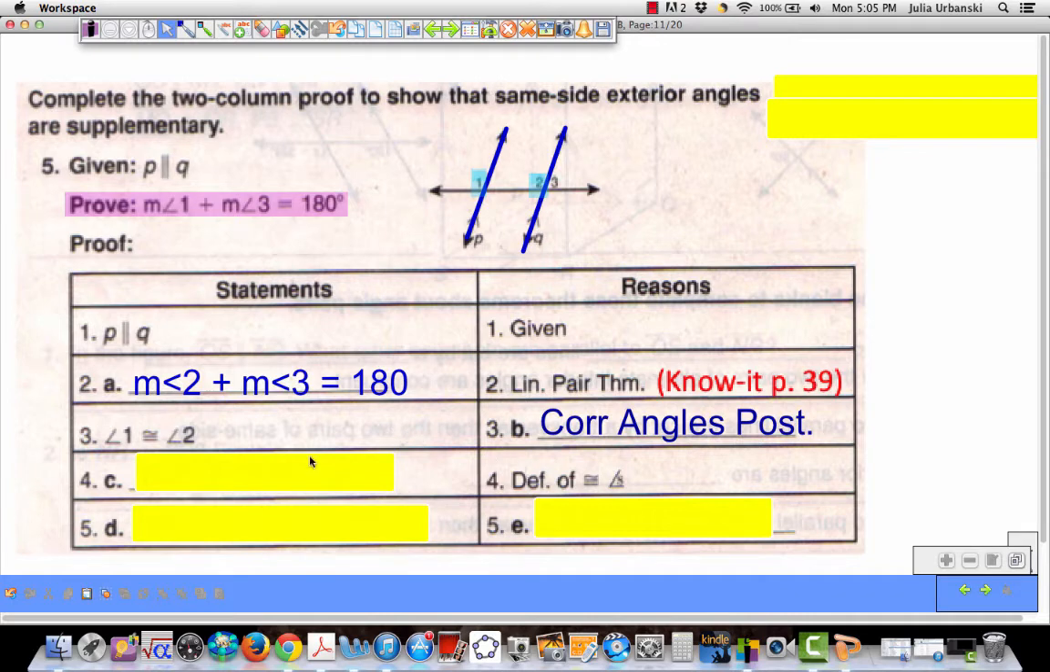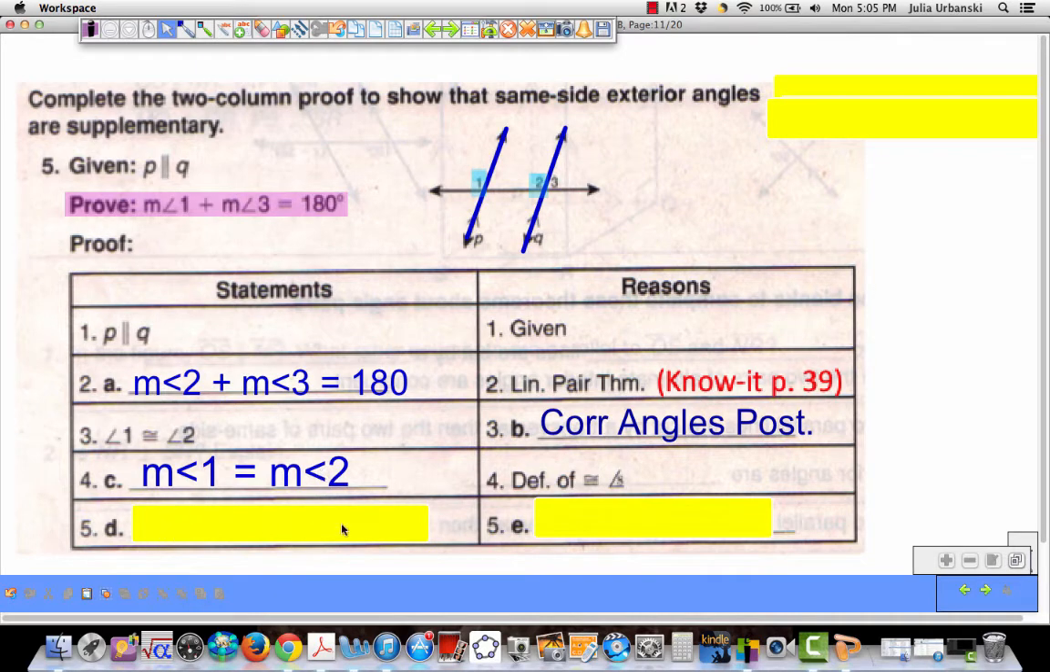Next, we don't know what to put here, but this says the definition of congruent angles. So if I look back here, these are congruent angles. So the definition says that they must be equal. The measure of angle 1 must be equal to the measure of angle 2.